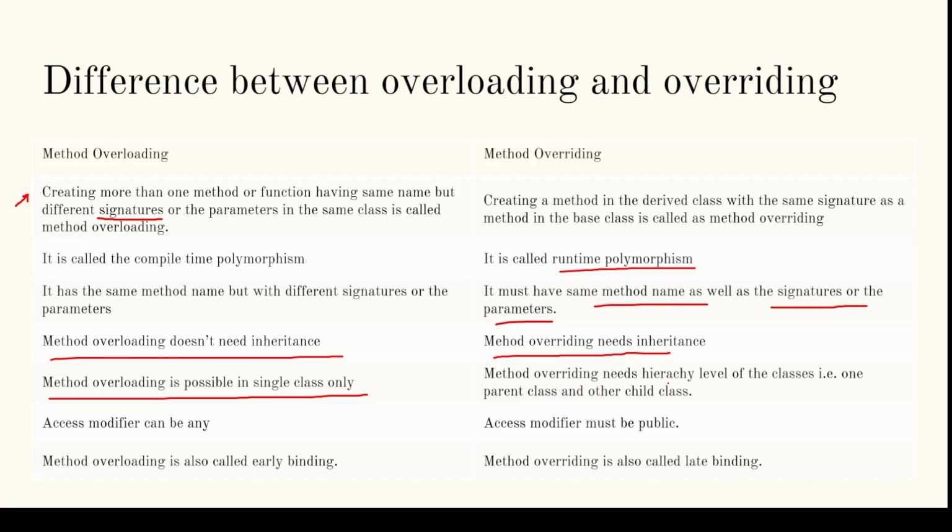Method overriding needs hierarchical level of classes. That is one parent class and other child class. In method overloading, we can use any access modifier, but in case of method overriding, we have to use the public access modifier. Method overloading is also called as early binding because at the compile time only we will decide which method will be invoked. Method overriding is also called as late binding because at the runtime we will decide which method will be invoked. That's why we call method overloading as compile time polymorphism and method overriding as runtime polymorphism.